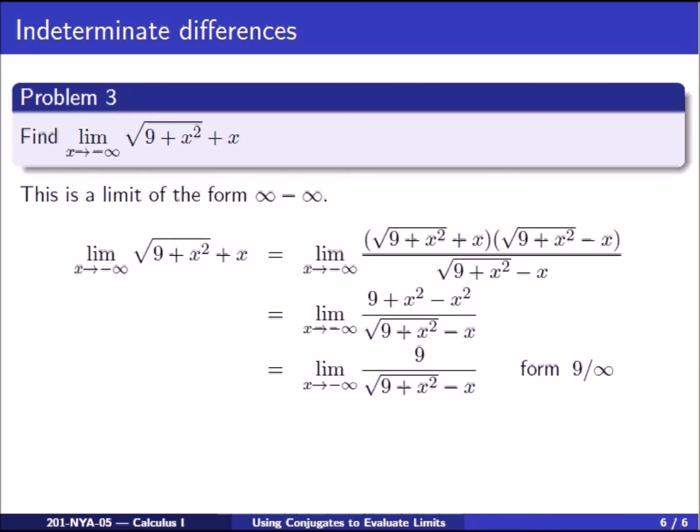And that's not an indeterminate form anymore, because as the denominator gets large and positive, the expression 9 over that number will become closer and closer to 0. So overall, our limit will be 0.